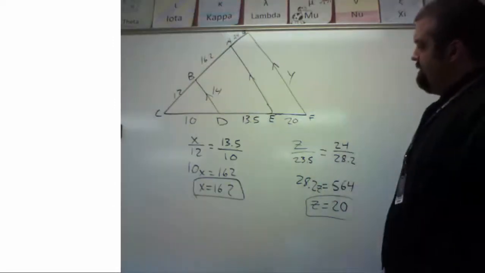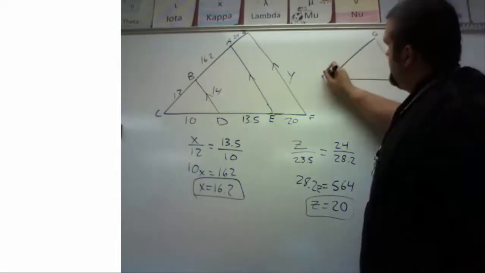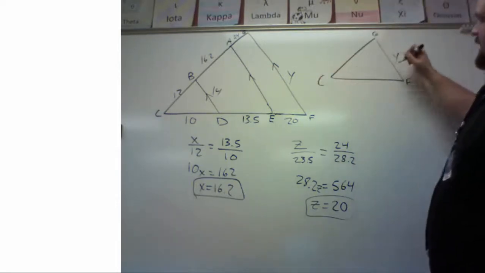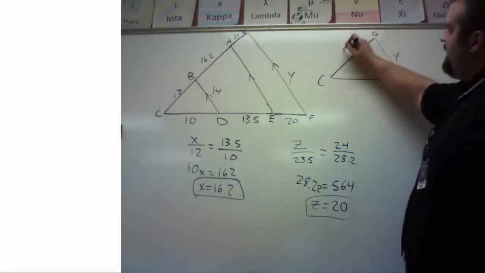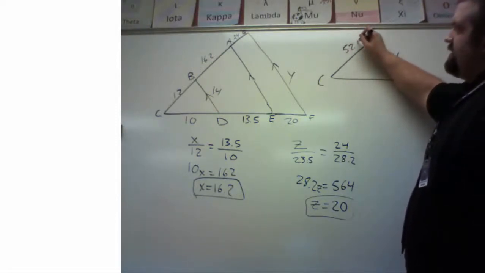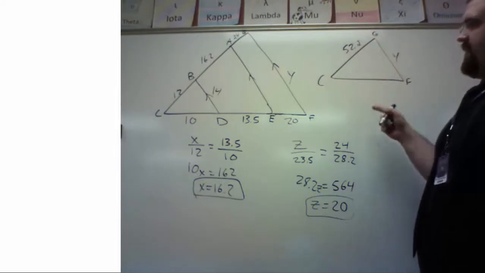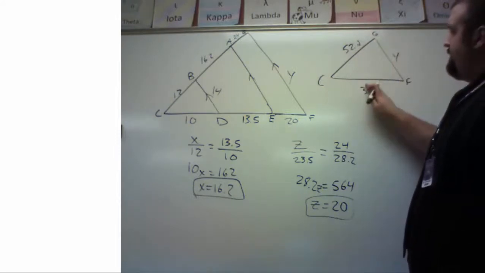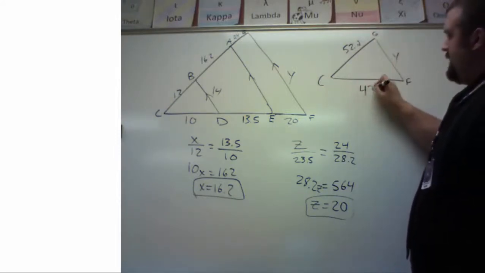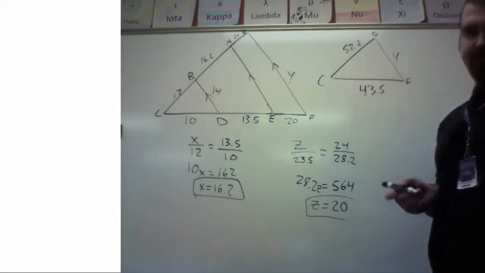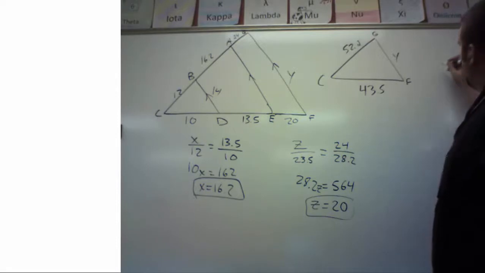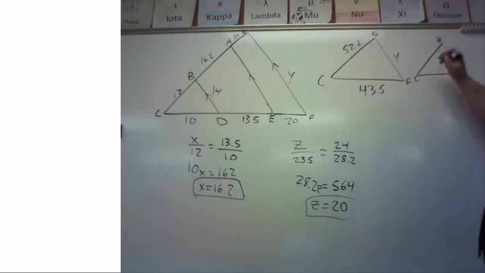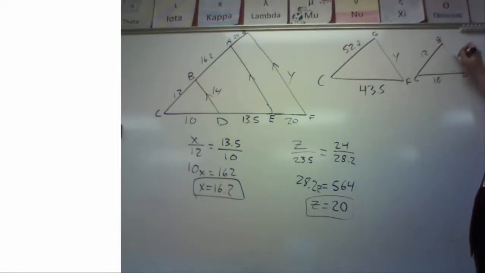I'm trying to find y. It's part of my big triangle here as y. And if I look at the full side length for one of the sides, I get 52.2. For the other one, I get 43.5. And the only other triangle I really have to compare it to is a small one here, BCD, which I know is 12, 10, and 14.